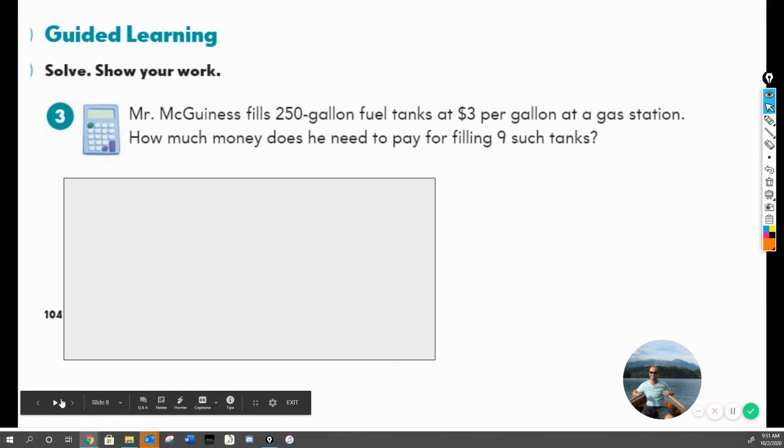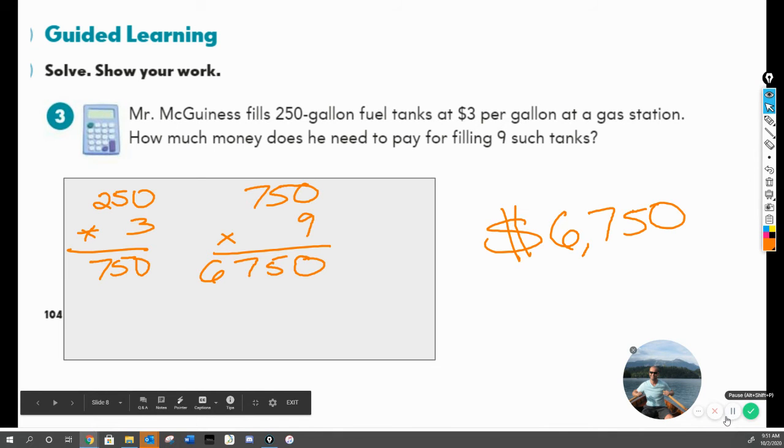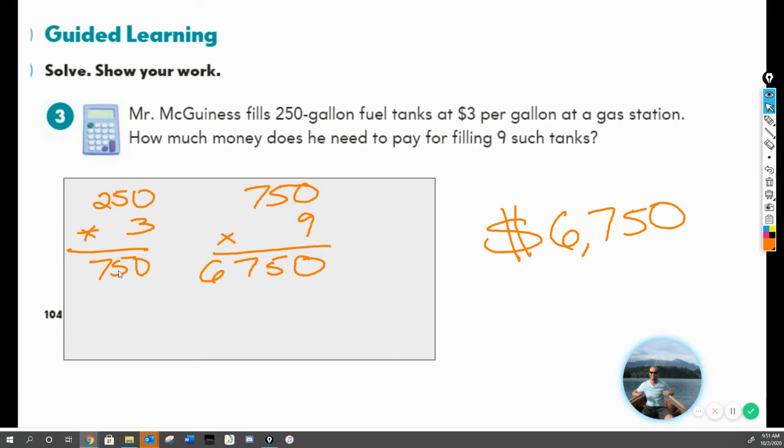All right. Why don't you solve this one? Pause it, and then when you hit resume, I'll have my work shown. All right, is that where you landed? 250 times 3 is 750 a tank. 750 times 9 tanks is $6,750.